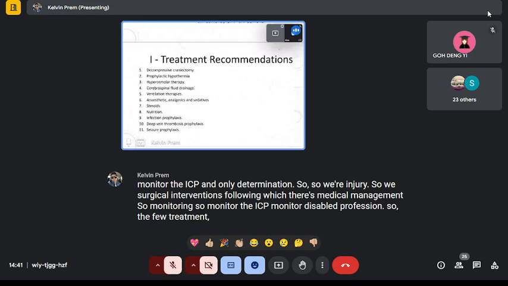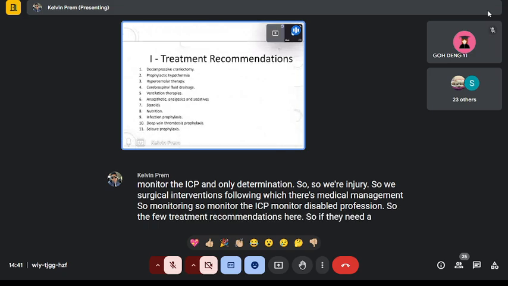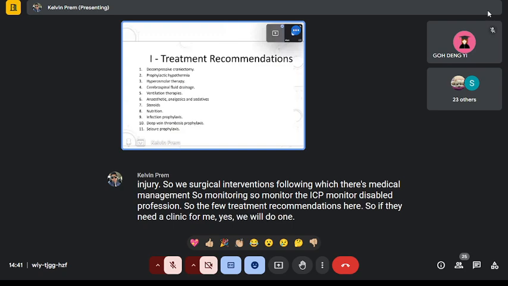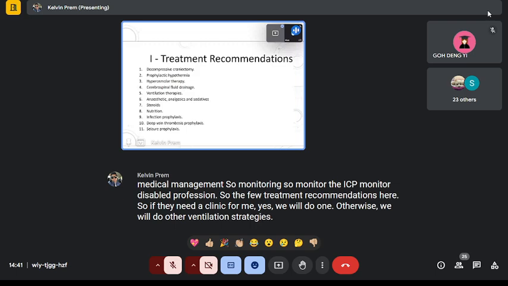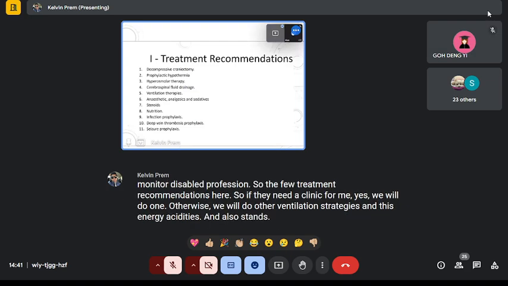So, a few treatment recommendations here. If they need a craniotomy, yes, we will do one. Otherwise, we will use other ventilation strategies, anesthesia, sedatives, and also steroids.